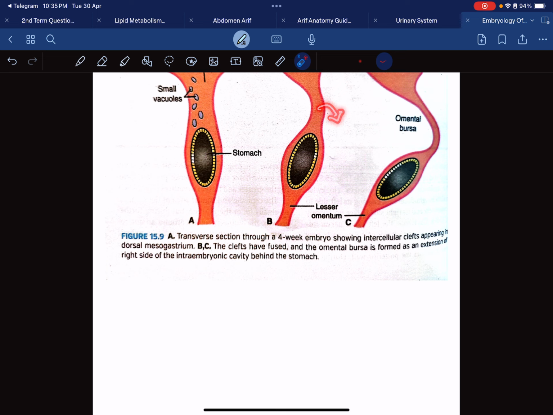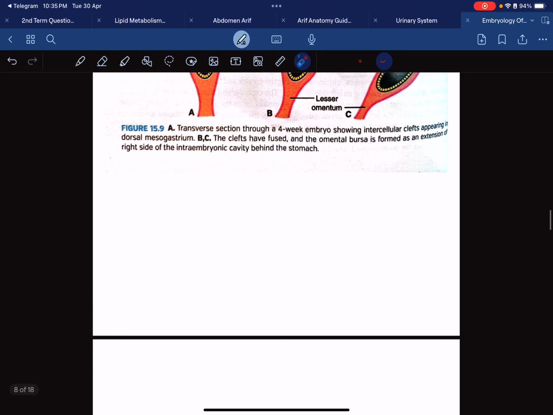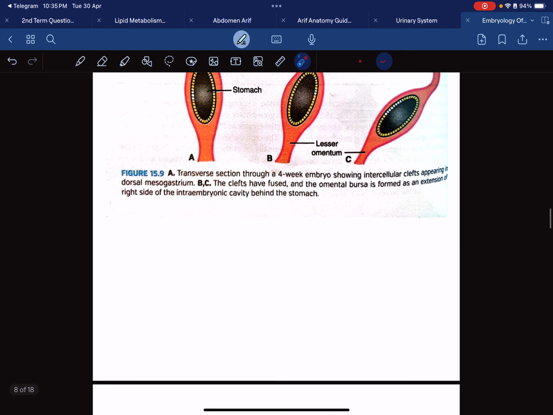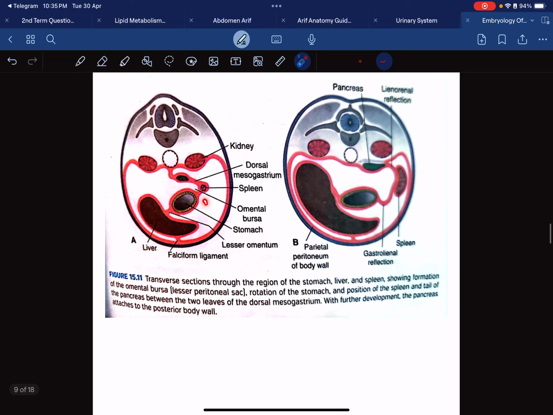Creating a space called the omental bursa. This place, okay, the space called omental bursa. And as a result of the anteroposterior rotation, the dorsal mesogastrium bulges down. It bulges down and continues to grow downwards as a double layered sac which covers the transverse colon and a small intestinal loop. This part is called the greater omentum. Okay, here it is bulging down. This is the omental bursa and it forms the greater omentum.